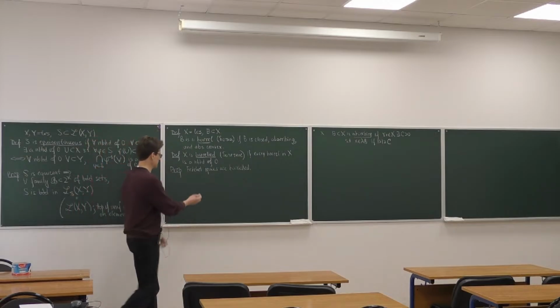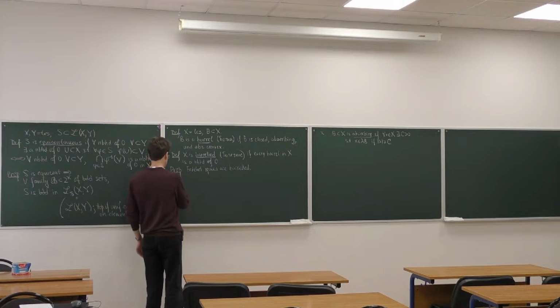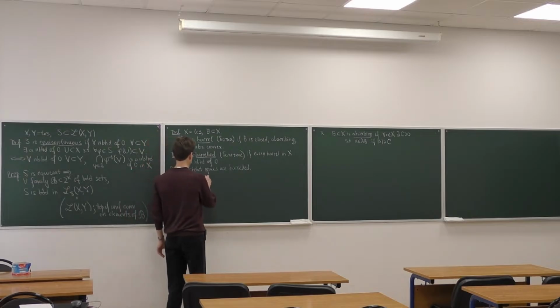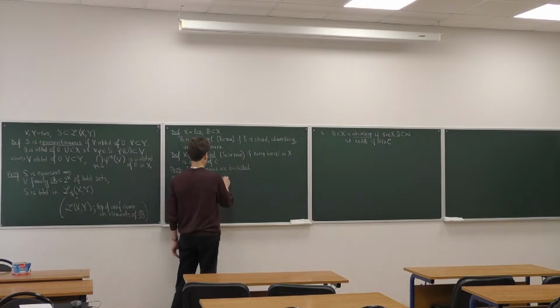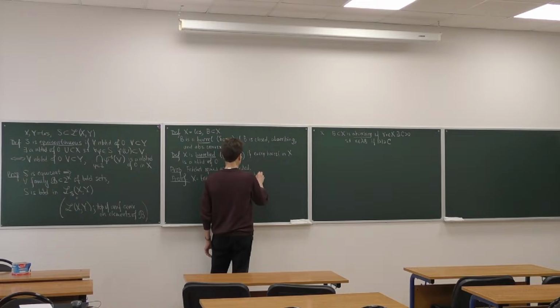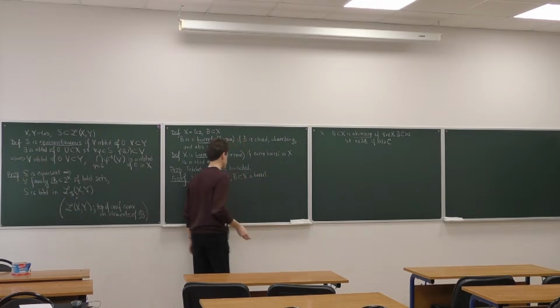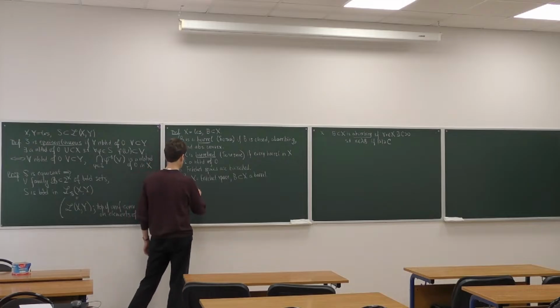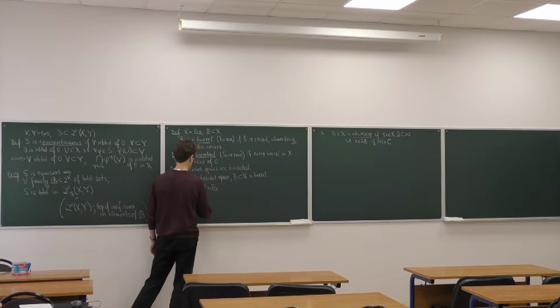So Fréchet spaces are barreled. Why is it so? Let's take a barrel. Suppose that X is a Fréchet space, that is, a complete metrizable locally convex space, and suppose that B is a barrel. Since it's a barrel, it follows that X can be written as the union of the sets nB over all natural numbers n.